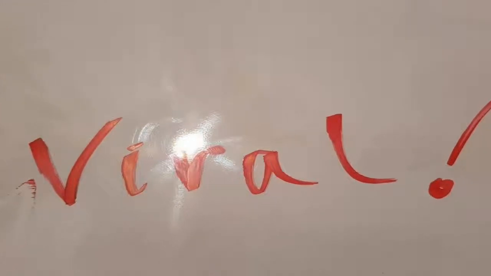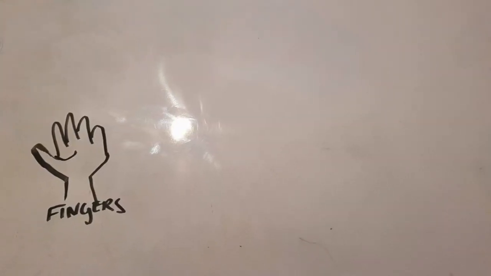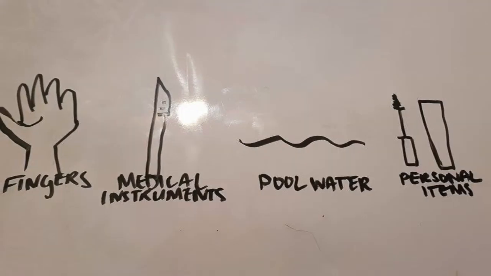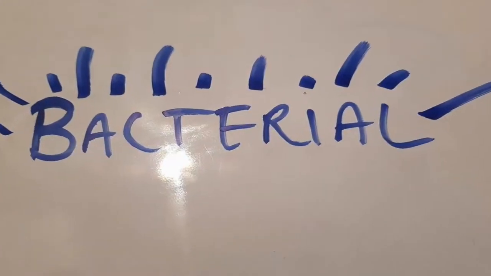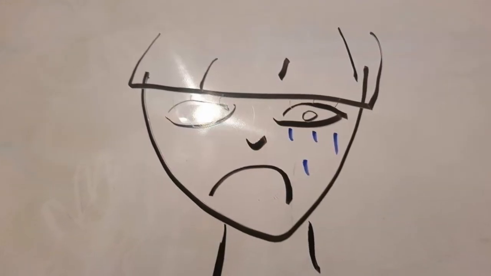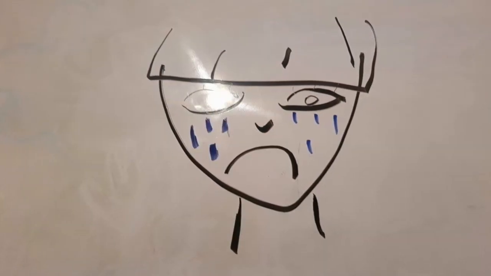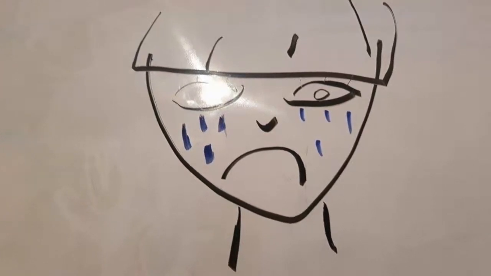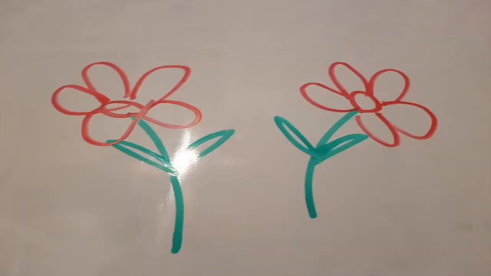Viral conjunctivitis is extremely contagious and is most commonly spread through direct contact, for example from contaminated fingers, medical instruments, swimming pool water, or personal items such as mascara. Bacterial conjunctivitis has many predisposing conditions, such as abnormal tear production and disruption of the epithelial barrier. It is also caused by abnormal proliferation of the native conjunctival flora, or by coming into direct contact with contaminated fluids or fingers. Allergic conjunctivitis is due to allergic reactions.